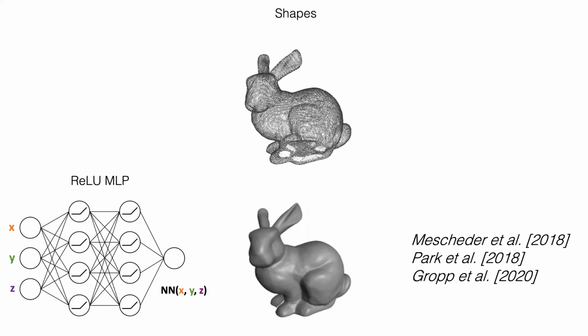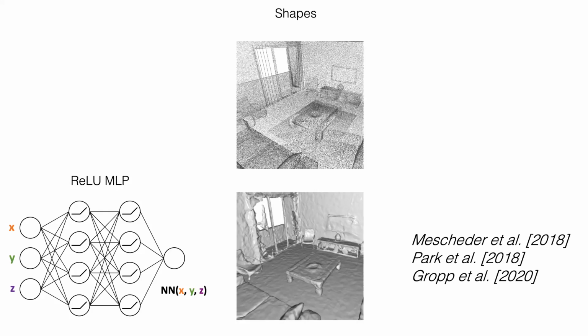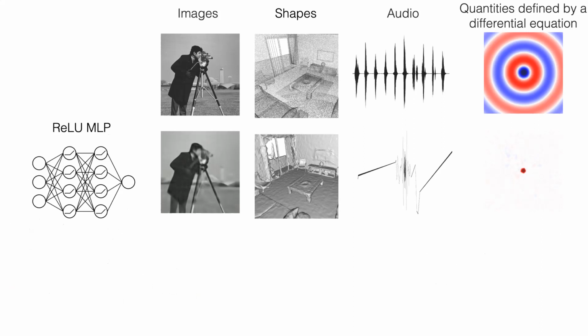And it turns out that this works really well. You can represent a 3D shape by a ReLU MLP, but as the scene grows in complexity, the ReLU MLP, at least at a manageable size, doesn't have enough capacity to really represent this 3D scene in all its aspects. So you get a lot of artifacts and it doesn't look very good. Turns out that this is a common thing.